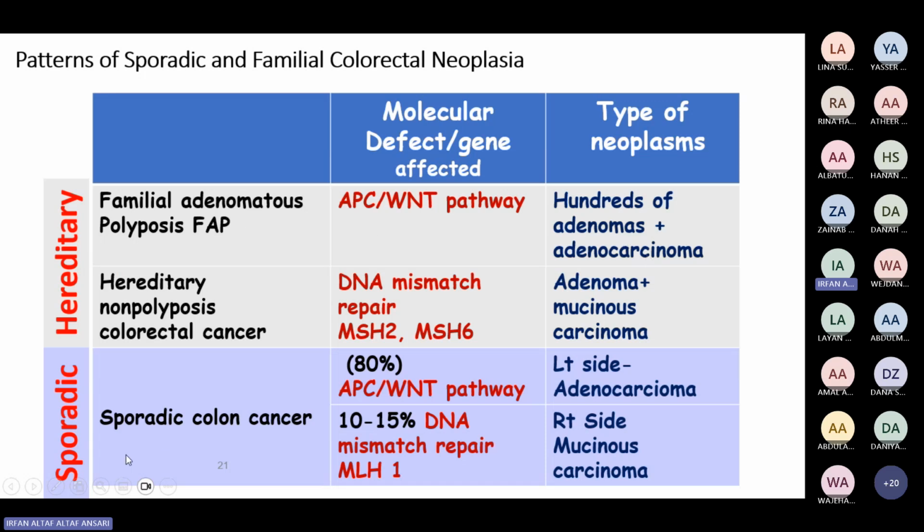Okay, like the sporadic colon cancer, these also affect most commonly the APC WNT pathway, and here you see left-sided adenocarcinoma. While in sporadic colon cancer due to DNA mismatch repair gene, the gene involved is the MLH1 gene, and here you see right-sided adenocarcinoma, and mostly these carcinomas are the mucinous type. Understood?